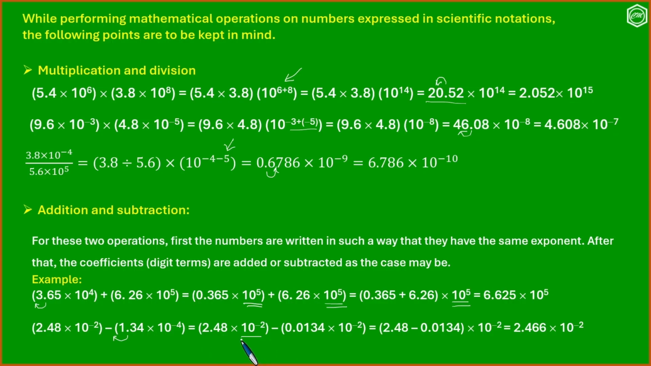Now 10 raised to minus 2 is common. We take the 10 raised to minus 2 outside. So it is 2.48 minus 0.0134 and the answer is 2.466. So it is in the scientific notation. So it is 2.466 into 10 raised to minus 2.